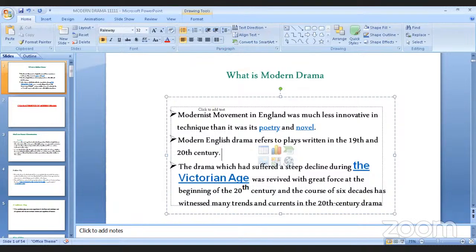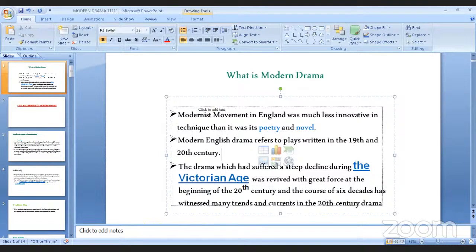Let me just give you a definition of what modern drama is all about. Modern English drama refers to plays written in the 19th and 20th century. Now, as we all know, there was a decline of drama during the Victorian period, unlike the Elizabethan period, where it was doing very well after the Restoration period. But there was a remarkable decline during the Victorian period.